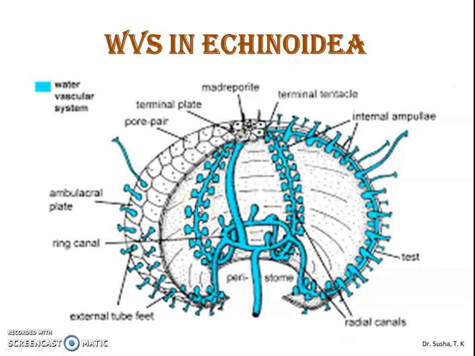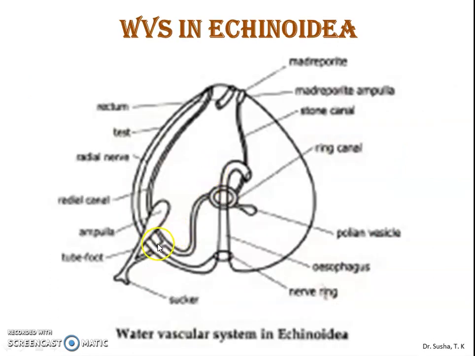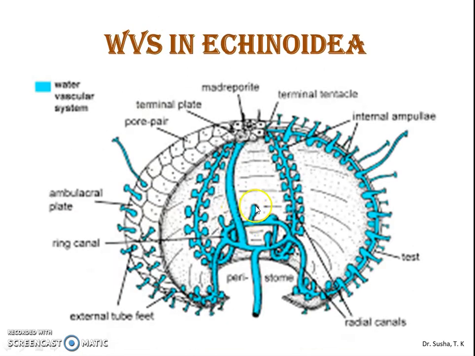These lateral canals end as tube feet. A single lateral canal ends as 2 tube feet, with ampulla, podium and sucker. These well-developed suckers are seen only on the oral side of the animal. On the aboral side, well-developed suckers are absent, and these tube feet are used as sensory and respiratory structures.